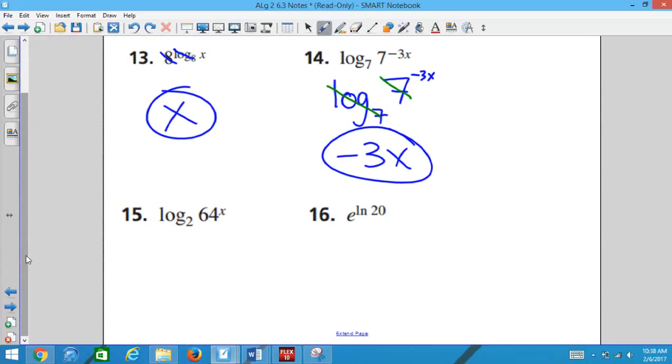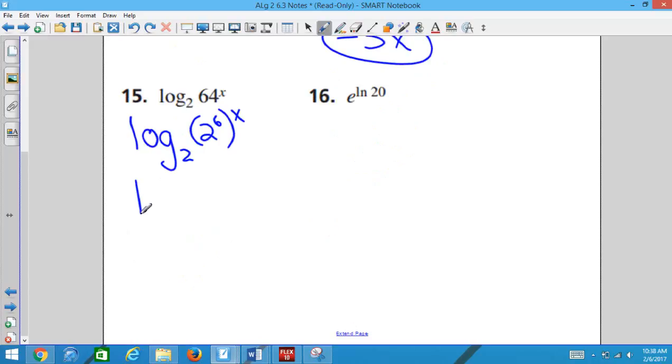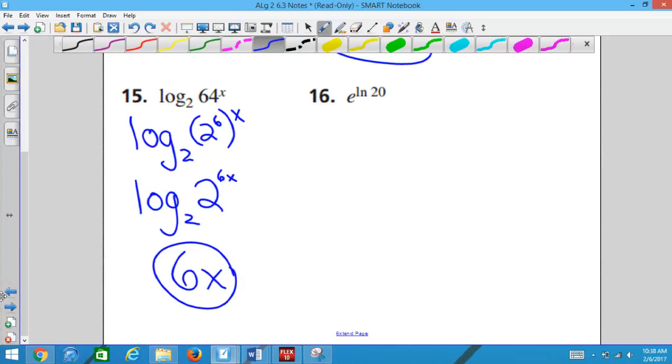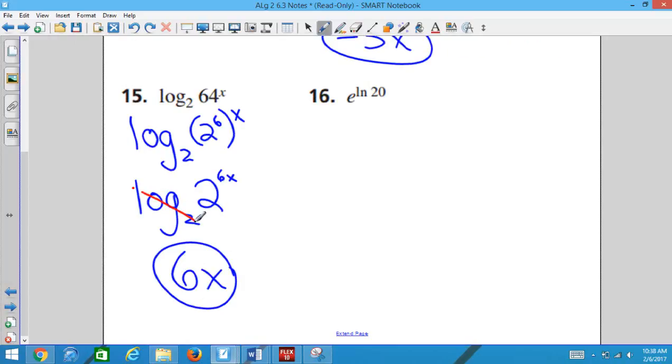And the next one, we have log base 2, but that is not a big 2. Can we make it a big 2? Yeah, 2 to the 6. 64 is 2 to the 6. So I can rewrite this as log base 2 of 2 to the 6x. So my answer is 6x. Log base 2 and the 2 cancel.